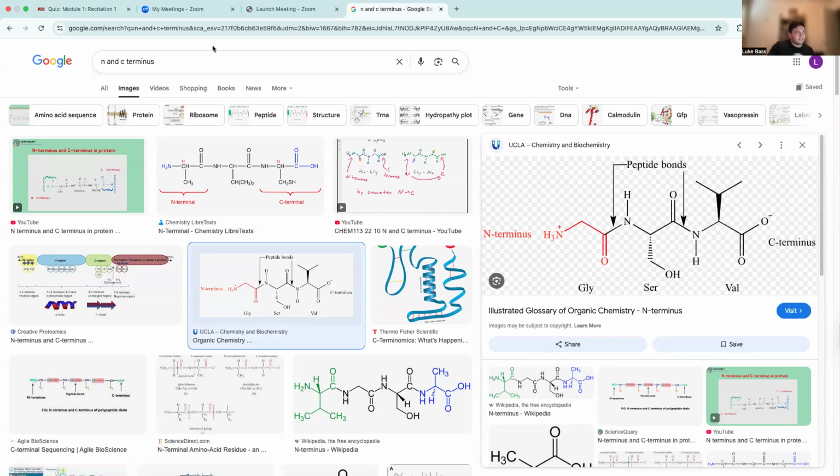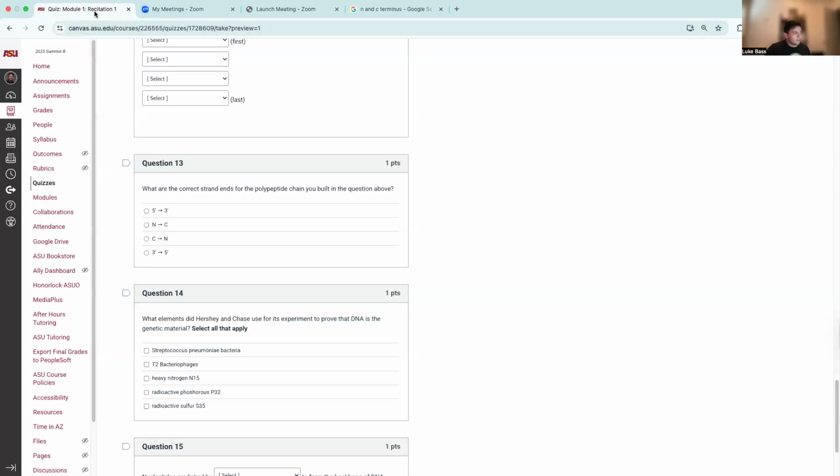So when proteins are translated from mRNA sequences, you're always going to start with the amine group, like that methionine, like the ATG codon for methionine. It's always going to have its amine group on the left side.